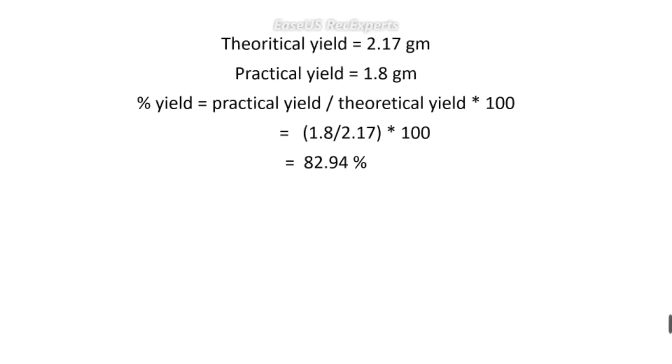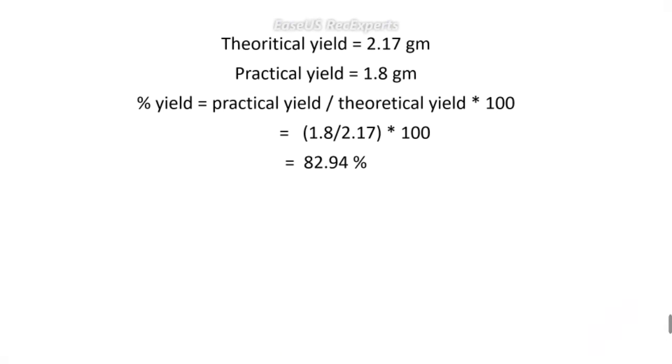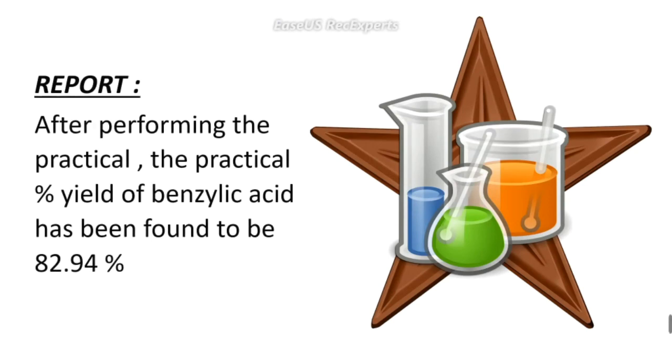The practical yield is how much product you get after drying the final product. For example, we get 1.8 gram. So how to find the percentage yield? That is practical yield divided by theoretical yield into 100. So here we get 82.94 percent. After performing the practical, we have to write a report. So here is the report: after performing the practical, the percentage yield of benzilic acid has been found to be 82.94%.